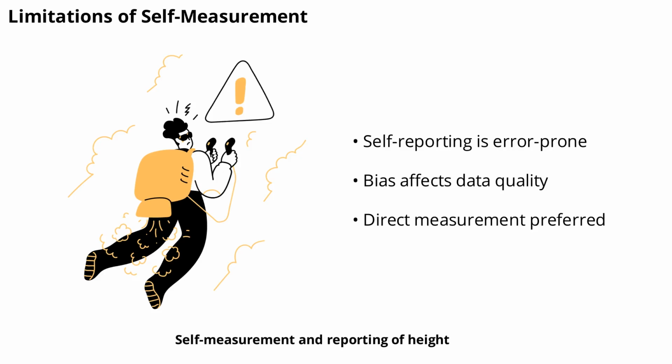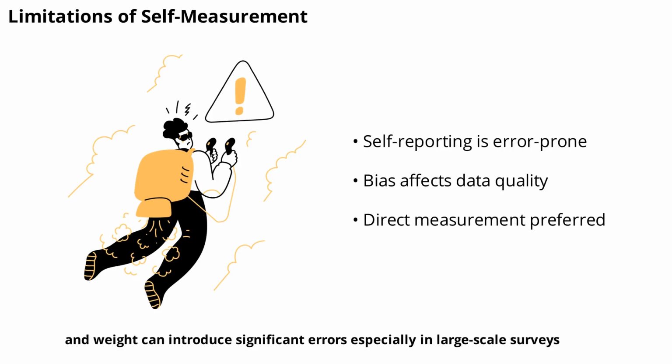Self-measurement and reporting of height and weight can introduce significant errors, especially in large-scale surveys. Overestimation of height and underestimation of weight are common, leading to underreporting of overweight and obesity. Whenever possible, direct measurement by trained personnel is preferred for accuracy.